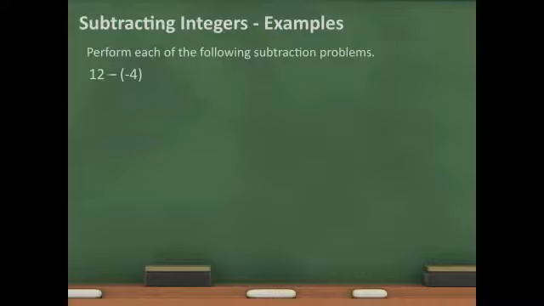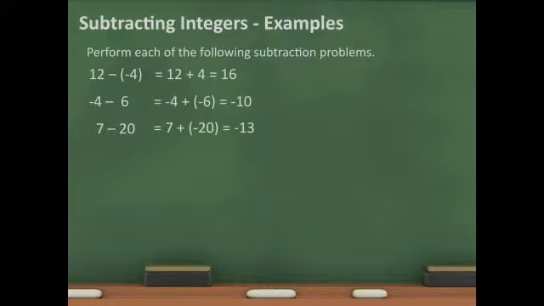12 minus negative 4 changes to 12 plus 4, which is 16. Negative 4 minus 6 becomes negative 4 plus a negative 6, or negative 10. 7 minus 20 becomes 7 plus negative 20, or negative 13.